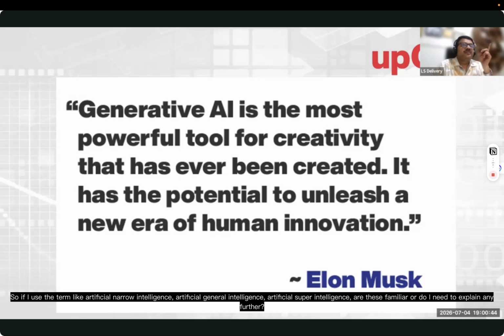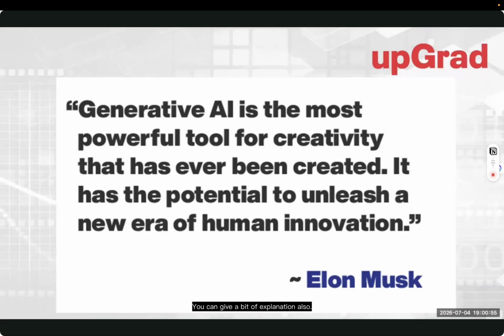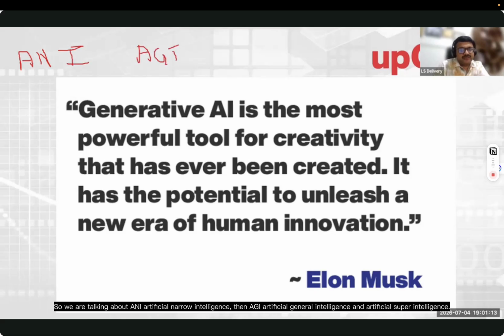artificial narrow intelligence, artificial general intelligence, artificial super intelligence, are these familiar or do I need to explain any further? You can give a bit of explanation, Professor. Okay. So ANI is, let me write it here. Usually if I write anything, I'll keep it and upload it also. So we are talking about ANI, artificial narrow intelligence, then AGI, artificial general intelligence, and artificial super intelligence.